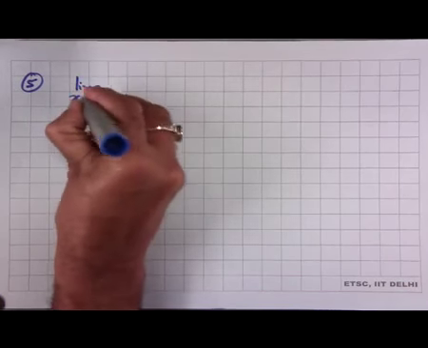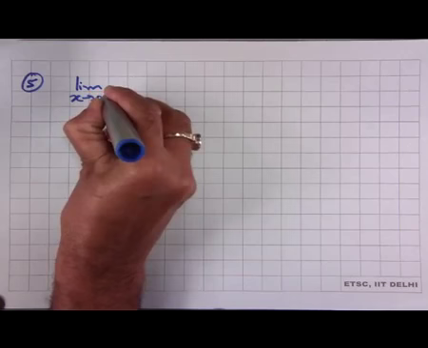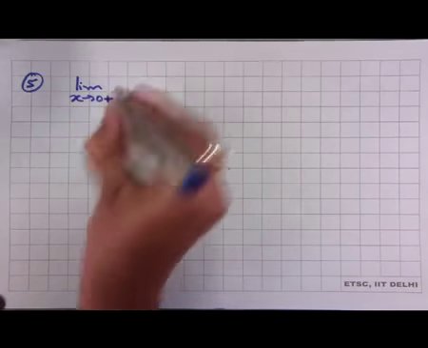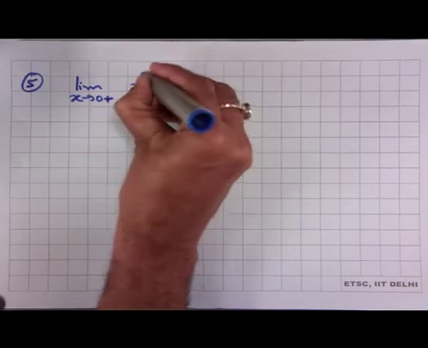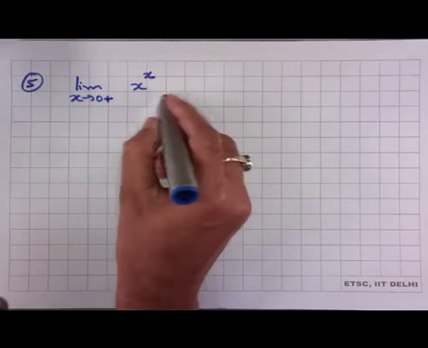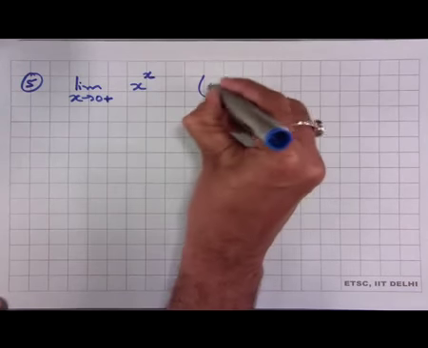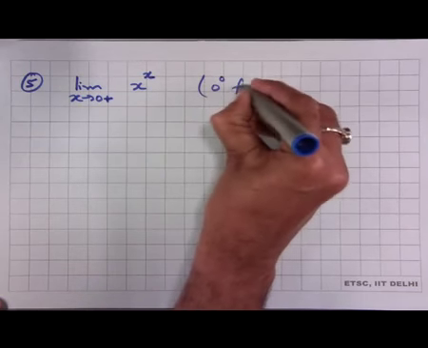Another type of limit is, suppose we have 0 to the power 0 form. So, suppose we write limit of x to the power x as x approaches 0 from the right. So, this is 0 to the power 0 form.